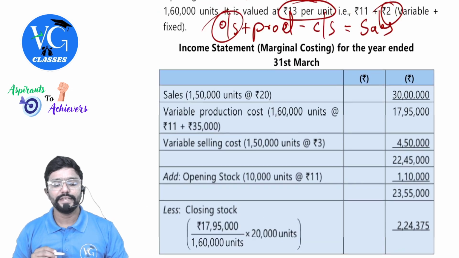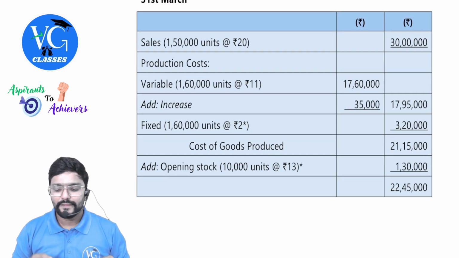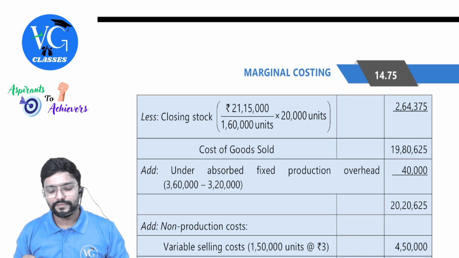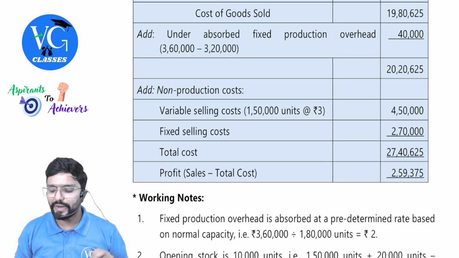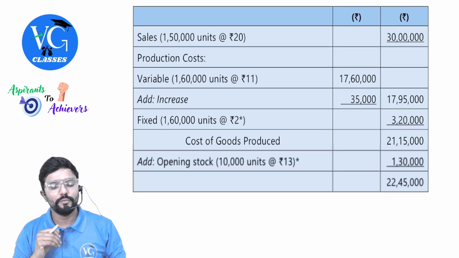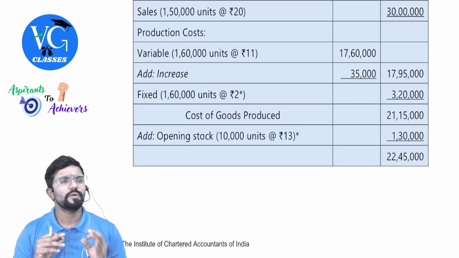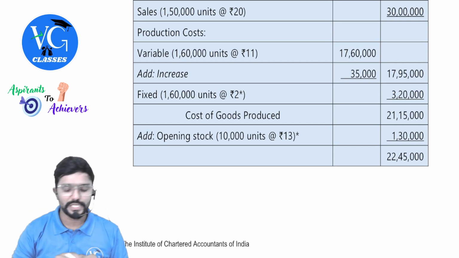Correct? See here, what is the fixed manufacturing overhead? 3 lakhs 60. Here, how much did we consider? 320 here. 40 later. How much? 360. So, did it have any impact on my profit? No, sir. But what will have an impact on my profit? Opening stock and closing stock. Opening stock and closing stock will always be overvalued in absorption cost.